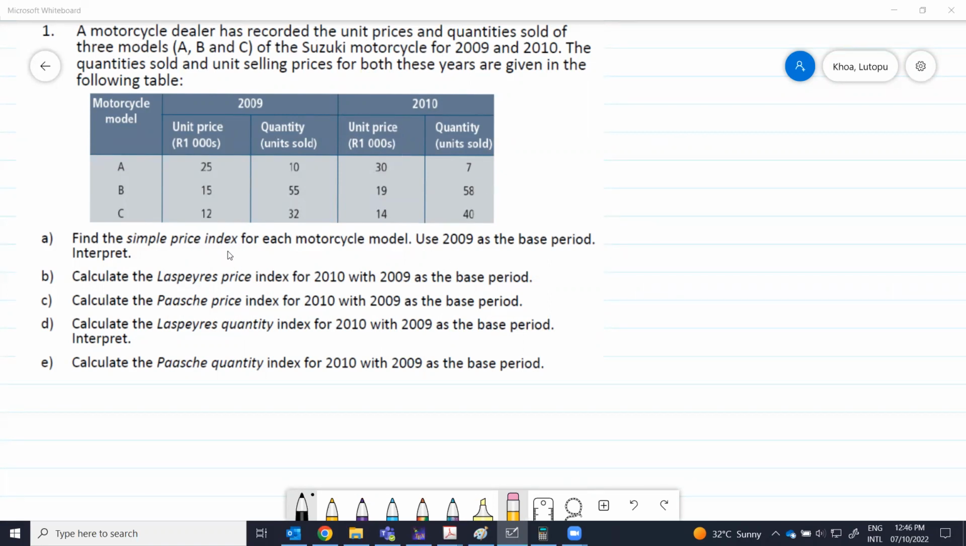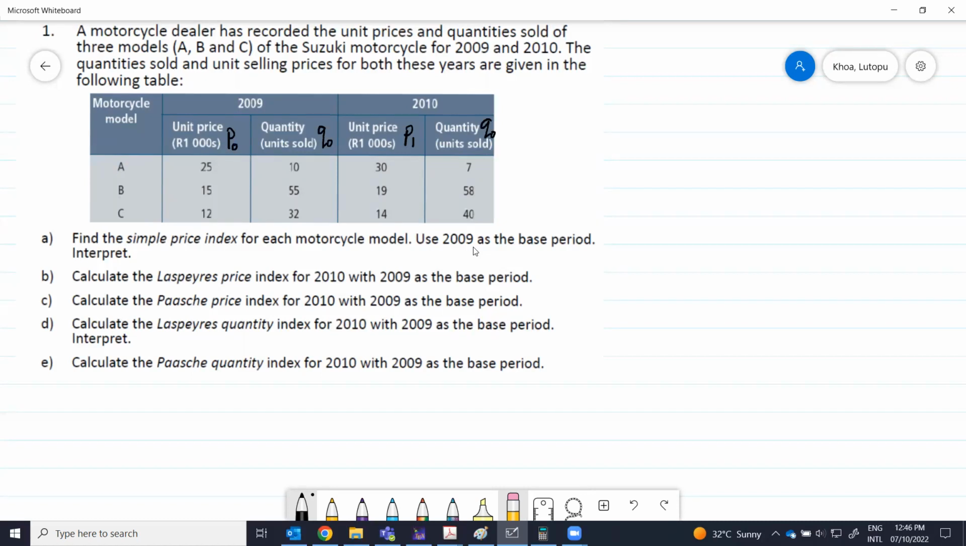Now we want the simple price index for each motorcycle model. Use 2009 as the base period. So if 2009 is our base period, then this price is P naught, and this quantity is Q naught. And since we want to say something about 2010, that's our current period, this is P1 and this is Q1.